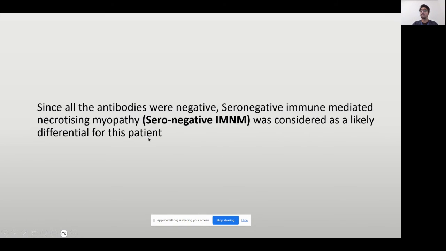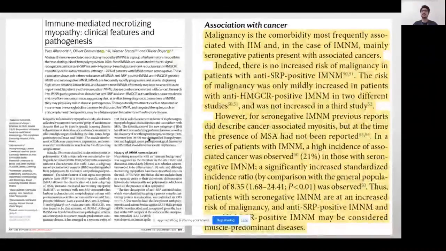So now what is seronegative immune-mediated necrotizing myopathy? We've got some articles about immune-mediated necrotizing myopathy. The patients who are HMG-CoA reductase antibody negative and SRP antibody negative are called seronegative necrotizing myopathy. And this was one of the cases of seronegative necrotizing myopathy.